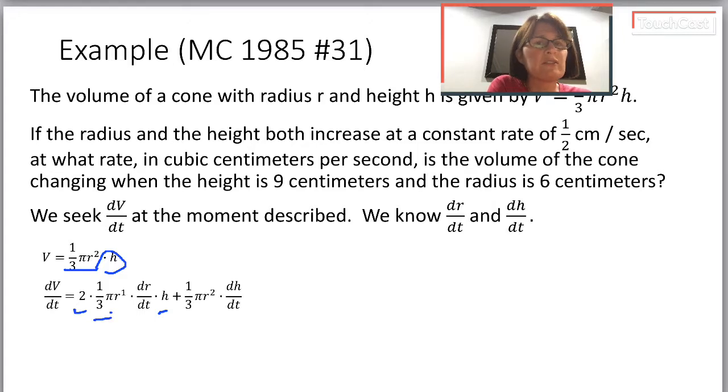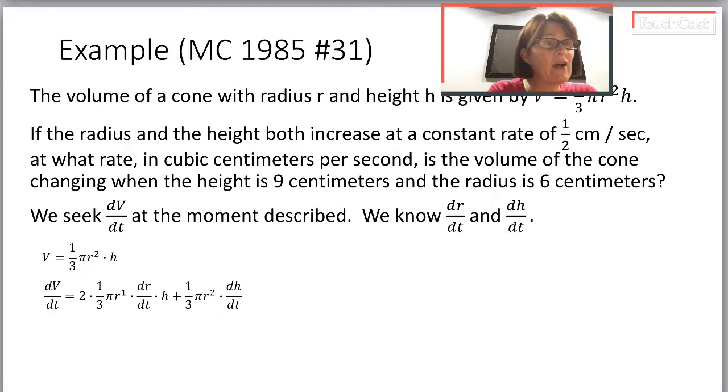The pi is a constant multiplier and stays there. My new exponent on r is 1 less, so my new exponent on r is 1. And then times dr/dt because I'm taking the derivative of the first with respect to time, and time is not the variable that is in that expression. So this is the derivative of the first times the second, plus the first, 1/3 pi r squared, times the derivative of the second. Well, the derivative of h with respect to time is dh/dt. So there's my product rule to take that derivative.